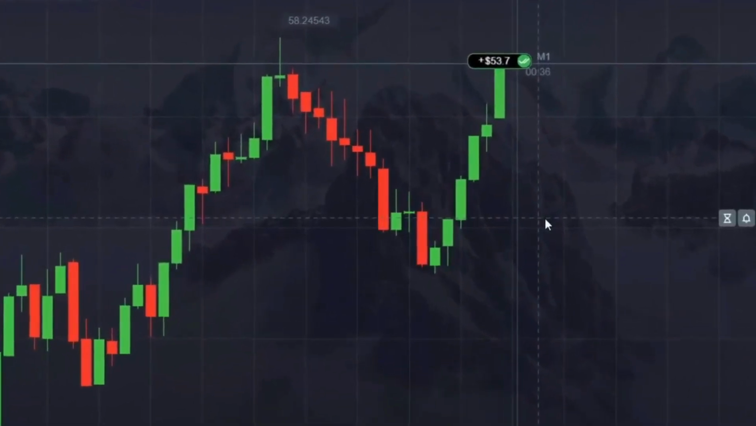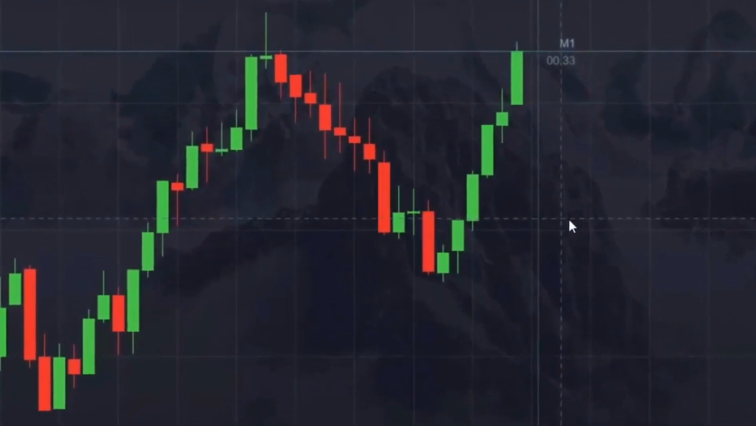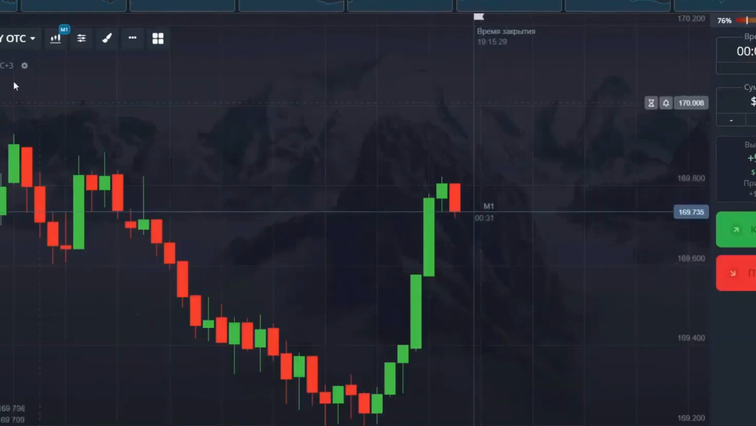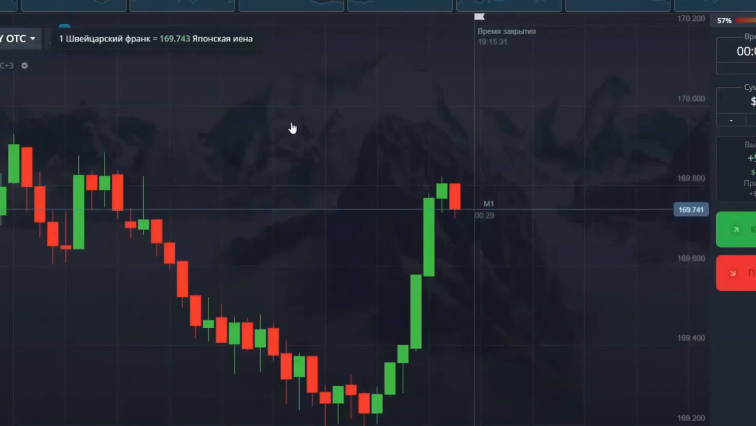Yes, this trade also ends up in profit, but the payout is weak, 79%. So I'll look for something more interesting. Here we have another classic scenario. Here it's the Swiss franc and Japanese yen.